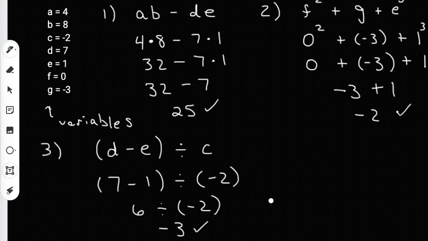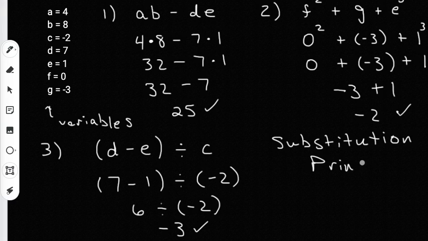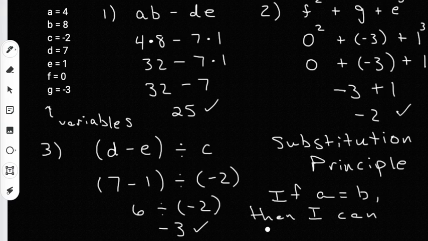Now, there is a reason why this is the case. This is called the substitution principle. What that basically says is, if two things are equal, you can replace one for the other. So let's say if A equals B, then I can substitute B for A, or A for B. Either way, that's how the substitution principle works. All right, so I hope that helps out.